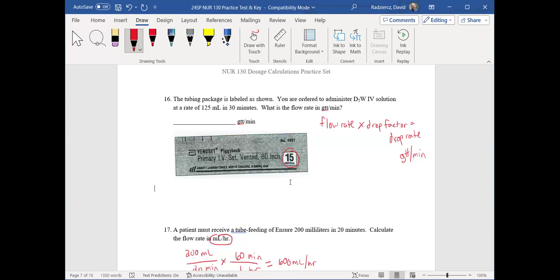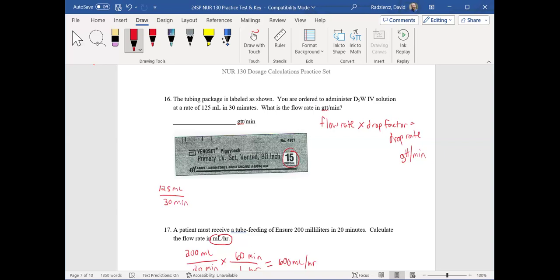125 milliliters in 30 minutes is our flow rate. So solving for a drop rate, I'm going to start off with just writing out my flow rate. My flow rate, as listed there, is 125 milliliters. And it's flowing at that rate over a time of 30 minutes.